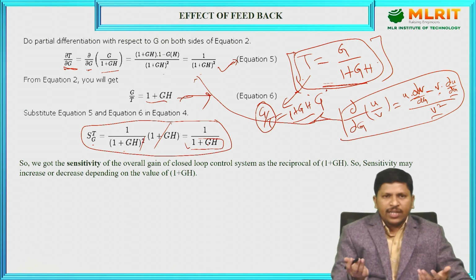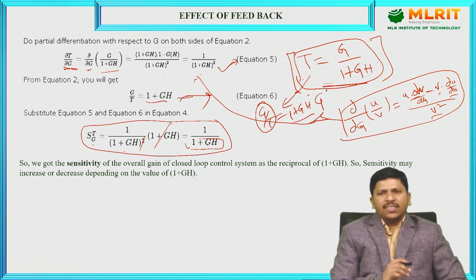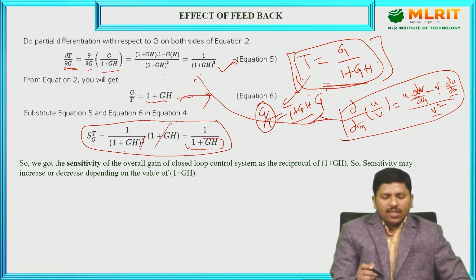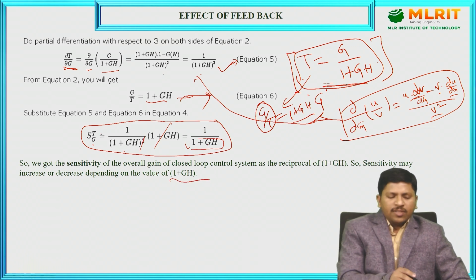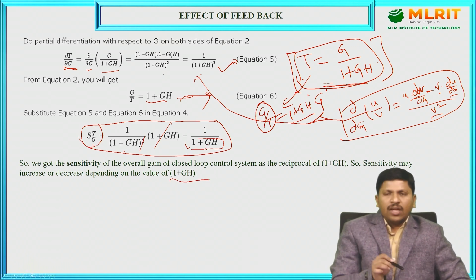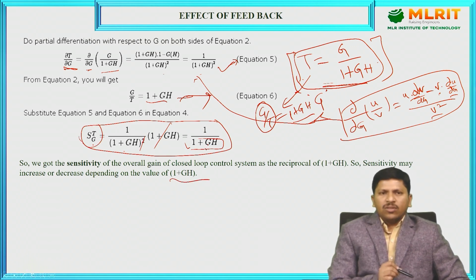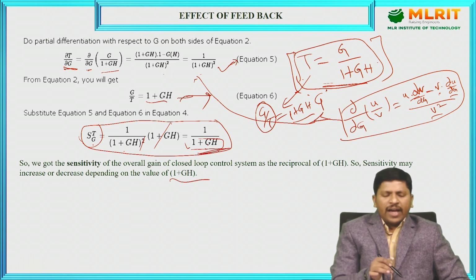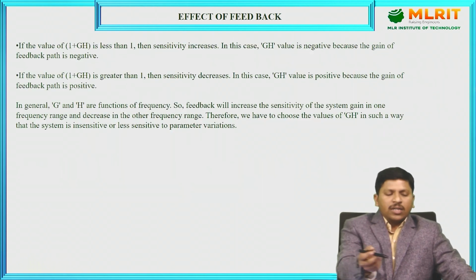So the sensitivity may be increased or decreased depending on the value of 1 plus gh only, because the sensitivity is the reciprocal of 1 plus gh. I am going to consider one condition.